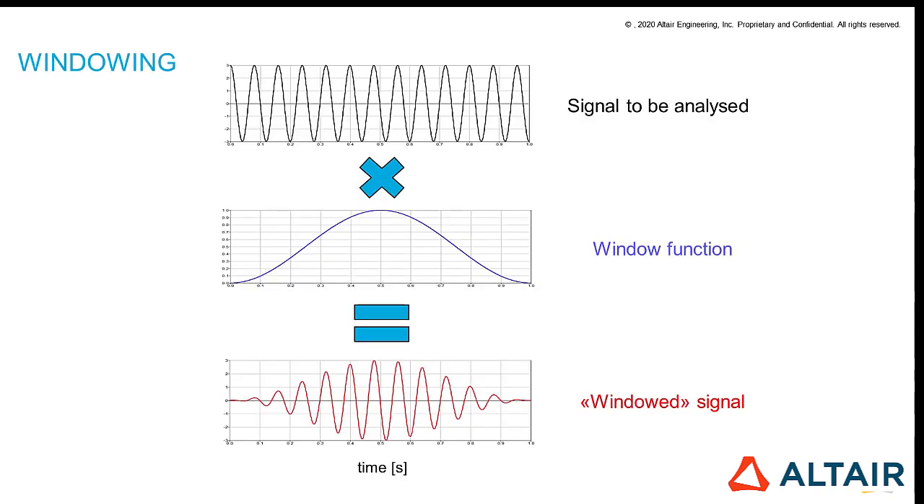What is windowing? Windowing is a technique to reduce the undesired effect of leakage, which we remind is the spreading of the frequency content of one bin into adjacent bins. This technique consists of multiplying the signal in the time domain by what is called a window function.